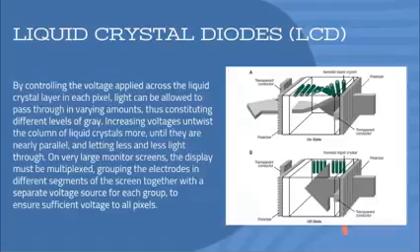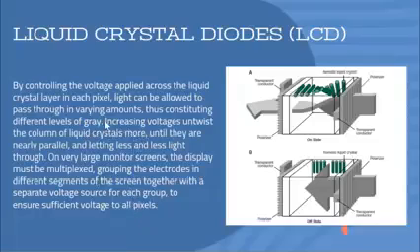Okay? By controlling the voltage applied across the liquid crystal layer in each pixel, light can be allowed to pass through in varying amounts, thus constituting the different levels of gray. Increasing voltages untwist the column of liquid crystals more until they are nearly parallel and letting less and less light through. On very large monitor screens, the display must be multiplexed, grouping the electrodes in different segments of the screen together, with a separate voltage source for each group to ensure sufficient voltage to all pixels.